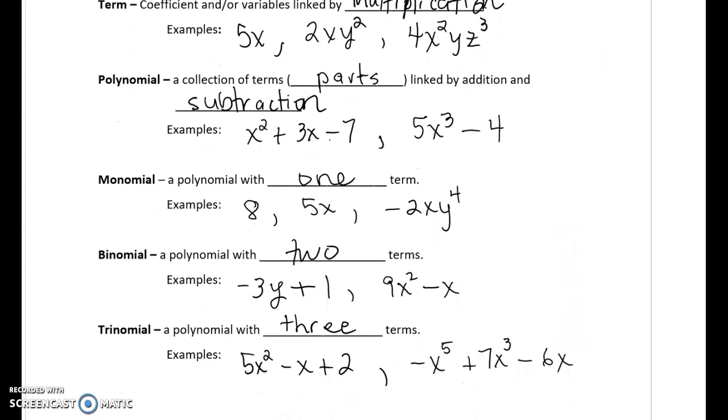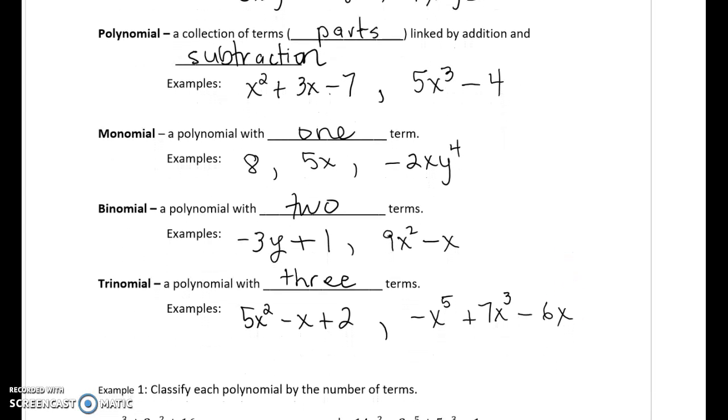All right, next 3 vocabulary words are dealing with the number of terms in a polynomial. The first one is monomial, which is a polynomial with only 1 term. And there are your examples. A binomial is a polynomial with 2 terms. And a trinomial is a polynomial with 3 terms. Again, reminding you that to count the number of terms in a polynomial, you just count what's in between the plus and the minus signs, right?